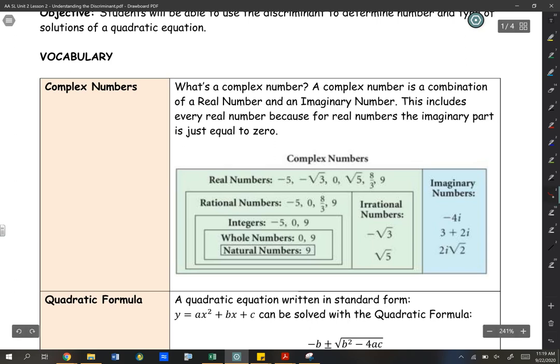A complex number is a combination of a real number and an imaginary number. So complex numbers include every real number, because for real numbers, the imaginary part is just equal to 0. So in the complex number system, we have real numbers, which is what you're primarily used to working with, and we also have imaginary numbers.